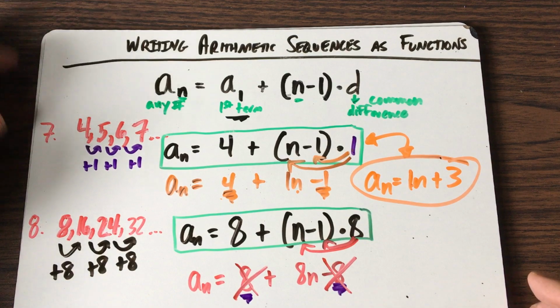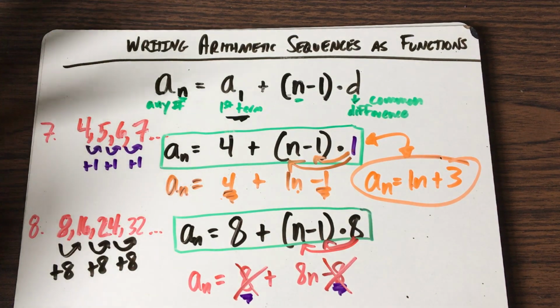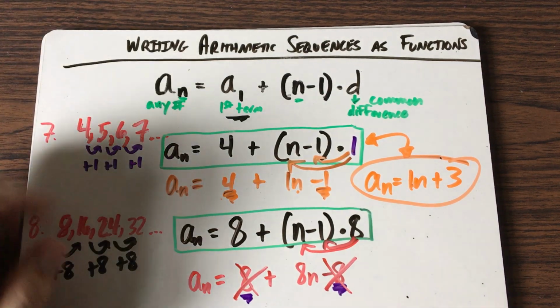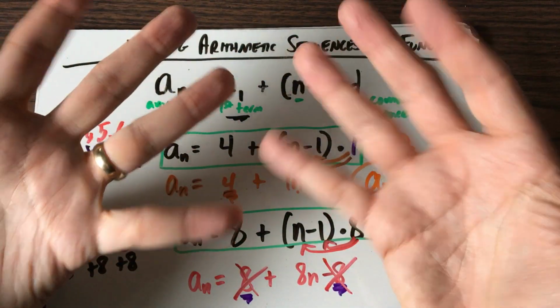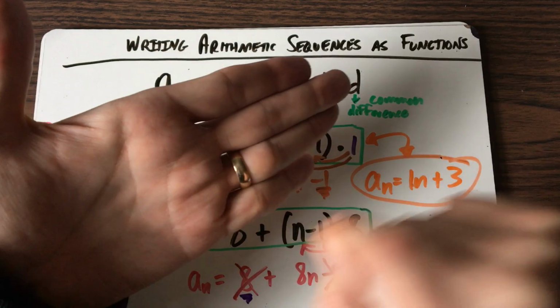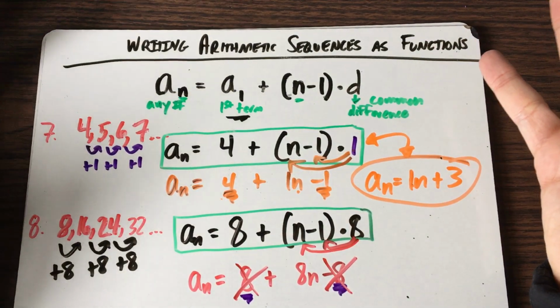What's the whole point of doing something like this? What if I ask you guys, what's the 70th number in this pattern? Are you going to count on your fingers, 4, 5, 6, 7, 8, 9, 10, 11, 12, 13, until you have 70 numbers, right? Or make a list on a paper until you have all 70 numbers written down? I mean, you could do that, but that's going to take forever.